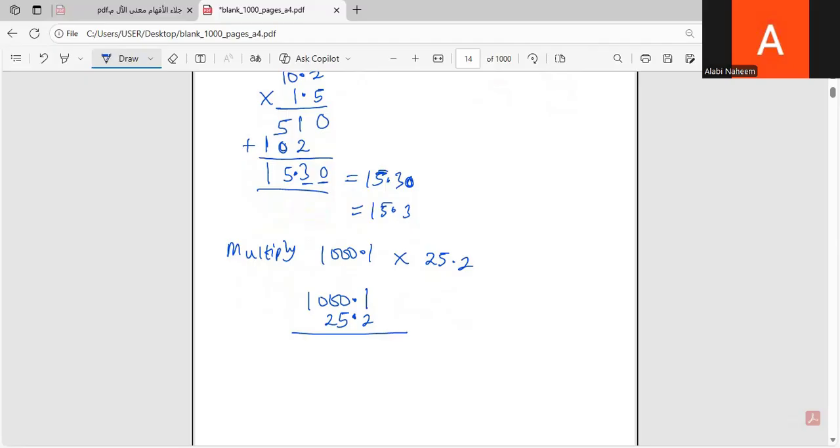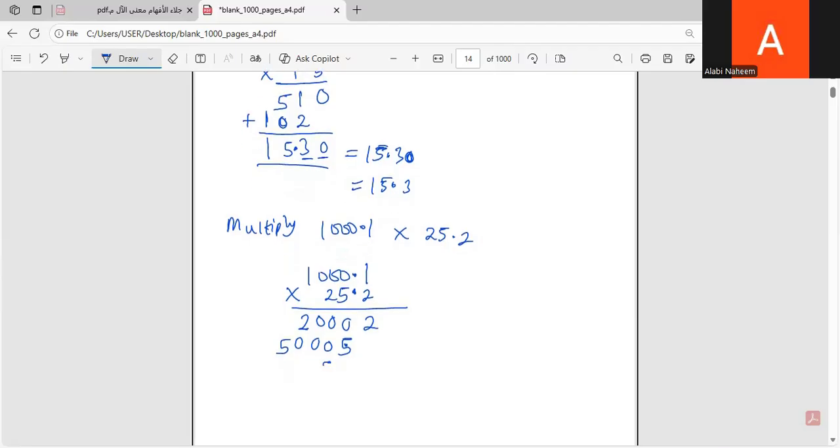So let's proceed and multiply like we do normally for whole numbers. 2 times 1, 2. 2 times 0, 0. 2 times 0, 0. 2 times 0, 0. 2 times 1, 2. For the next number, we come here. 5 times 1, 5. 5 times 0, 0, and so on, 5 times 1, 5. For the next number, we come here. 2 times 1, 2, and 2 times 0, 0, three times, and 2 times 1, 2.